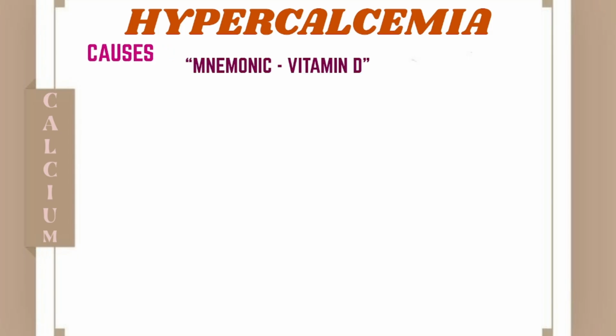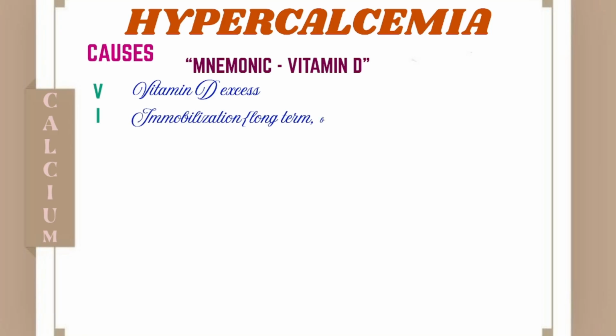Let's discuss the causes of hypercalcemia. We know that vitamin D is necessary for calcium absorption. So to remember the causes of hypercalcemia, we can remember the mnemonic VITAMIN D. V stands for vitamin D excess. If there is increased vitamin D, increased absorption of calcium will occur, due to which hypercalcemia develops.